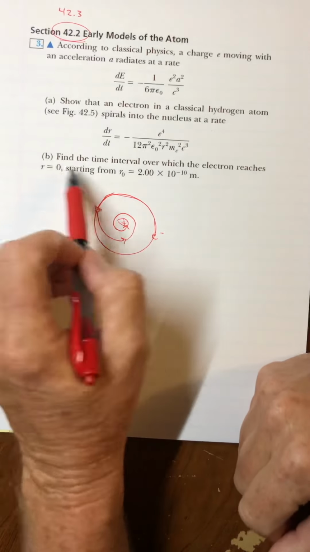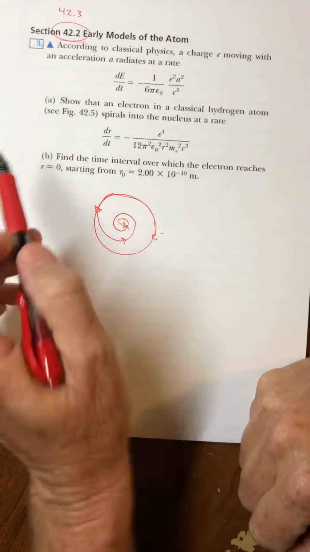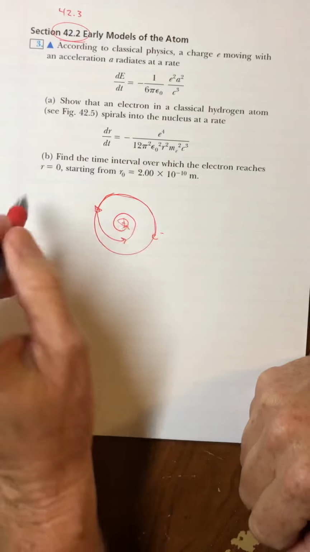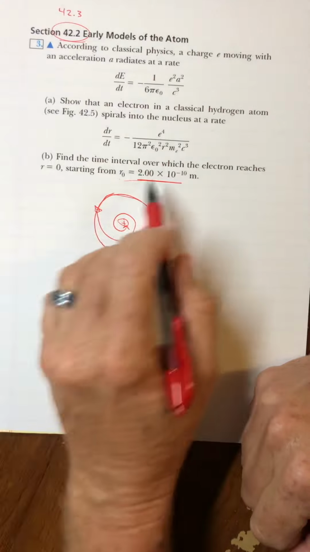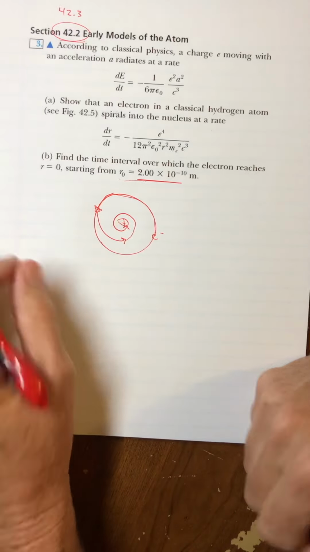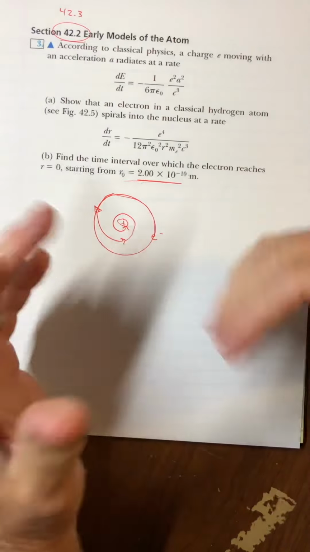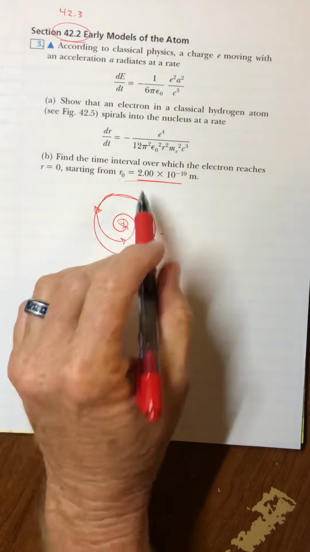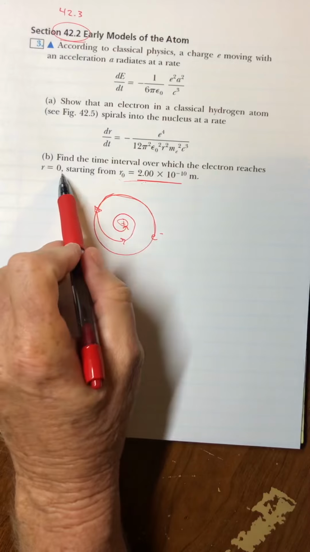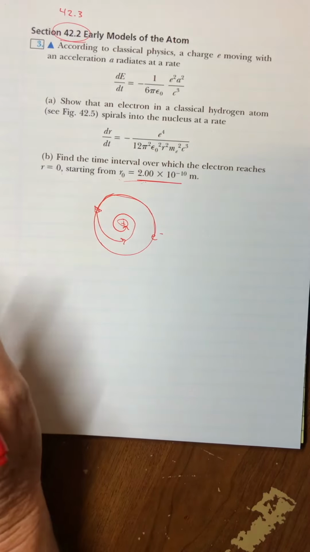But I'm glad they have this part B, which says, ask yourself how long it would take if we started at a radius of 2 times 10 to the minus 10 meters, roughly the size of an atom, about double the size of a hydrogen atom, and then it spiraled into zero radius. How long would that take?